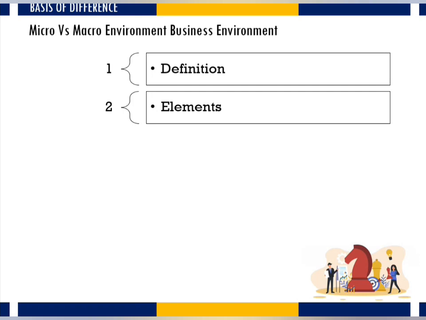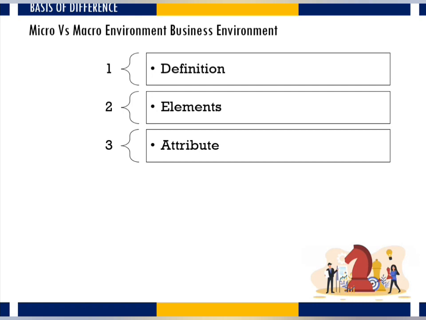How all these factors impact business is something that needs to be studied elaborately as a part of macro environmental study. Then the attributes: the elements of micro environment, by and large, some of them can be controlled by business and modified in order to provide complete customer satisfaction. On the other hand, the elements of macro environment cannot be controlled by any business organization.